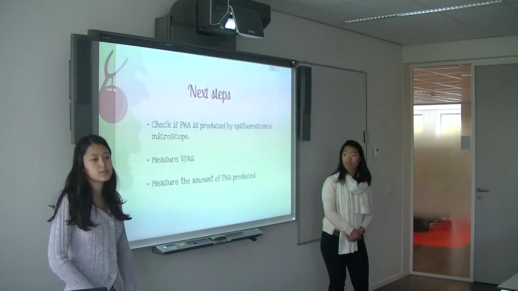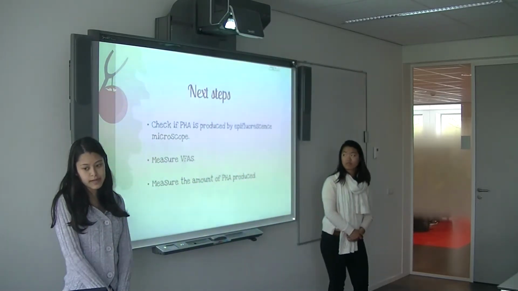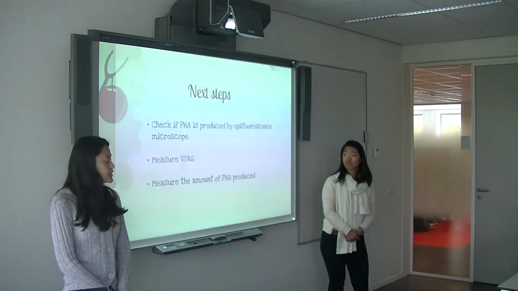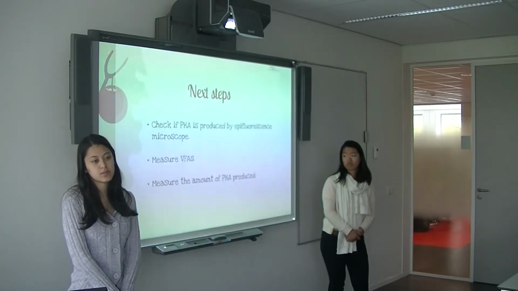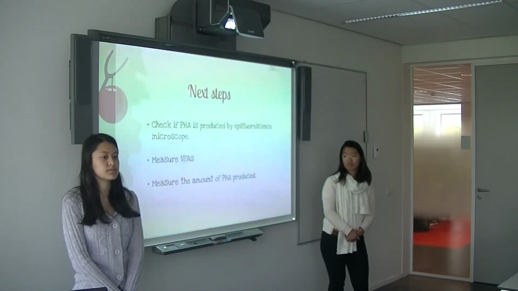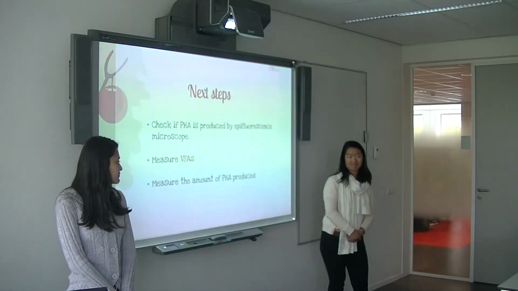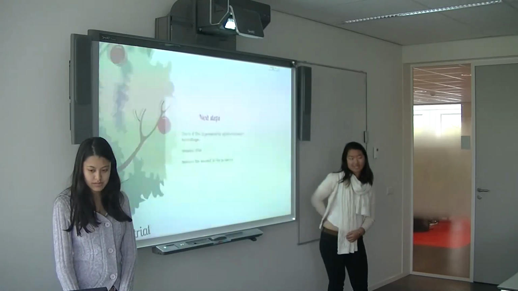And the next steps: we need to check if PHA is produced by using the fluorescence microscope. We need to measure the VFAs and measure the amount of PHA produced. But we are still looking for methods to do it. Basically, Jap and Isha are discussing this. Are there any questions?